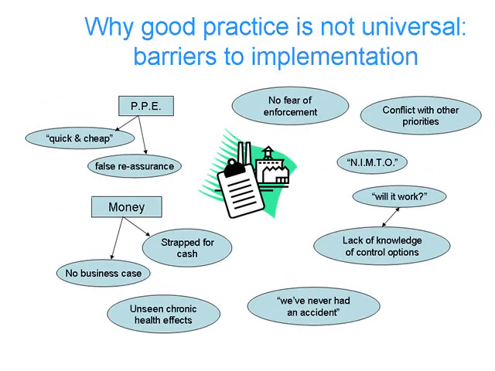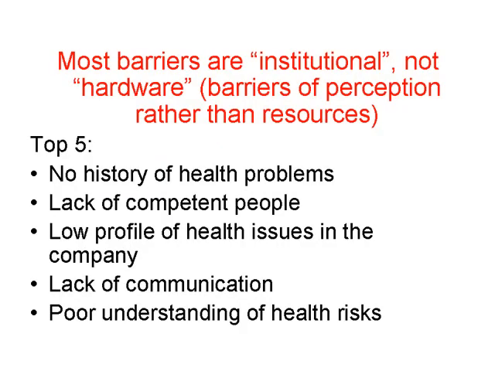Why good practice is not universal. This slide shows barriers to implementation, including PPE being quick and cheap and offering false reassurance, and money, there being no business case, or the company is strapped for cash, or there's no fear of enforcement. Or simply, we've never had an accident, so why bother? Most barriers are institutional and not hardware. Barriers of perception rather than resources. So the top 5: no history of health problems, lack of competent people, low profile of health issues in the company, lack of communication, and poor understanding of health risks.